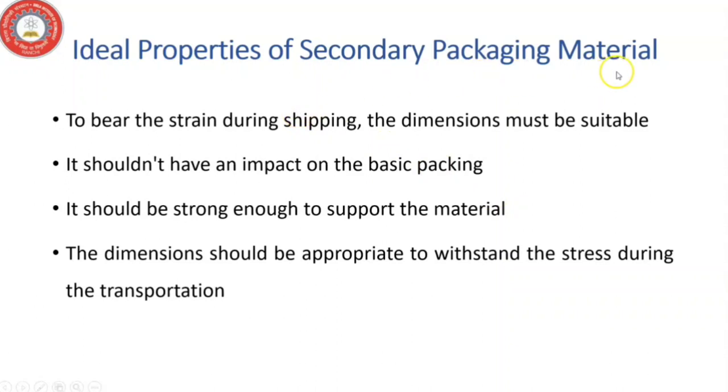Ideal properties of secondary packaging materials are to bear the strain during shipping. The dimensions must be suitable. It shouldn't have an impact on the primary packaging. It should be strong enough to support the material. The dimensions should be appropriate to withstand the stress during transportation.